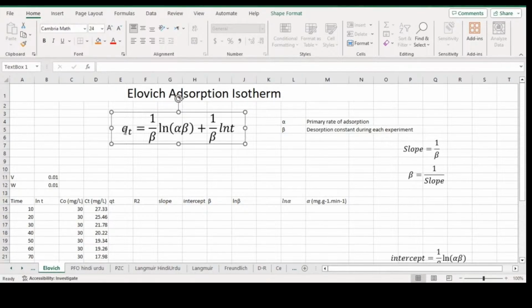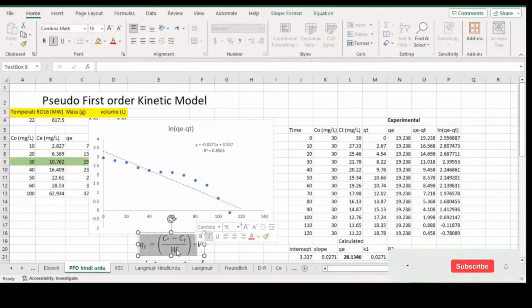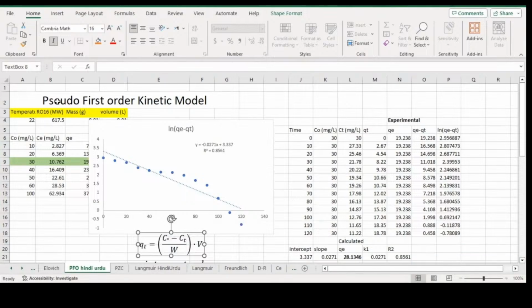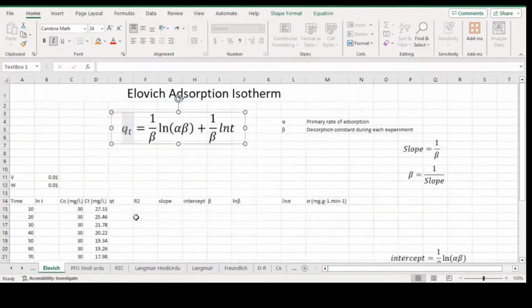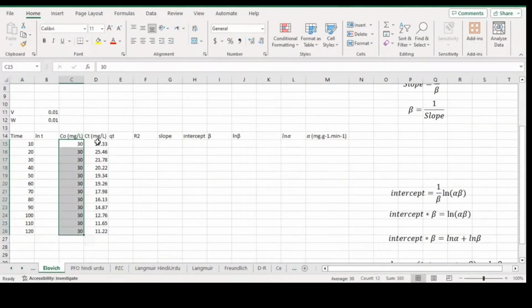I have calculated the adsorption capacity at time in my previous videos where I calculated the PFO model. In the PFO model, I calculated QT and QE. The formula for calculating QT is equal to C naught minus CT multiplied by volume divided by mass W. You can go to my previous video on the pseudo first order kinetic model, where I have explained this in detail. Over here I will just put the formula to calculate QT. We ran the experiment for 10 to 120 minutes. Our initial concentration was 30 milligram per liter or 30 ppm, while we calculated the CT value at different time intervals from 10 to 120 minutes with 10 minutes interval each.